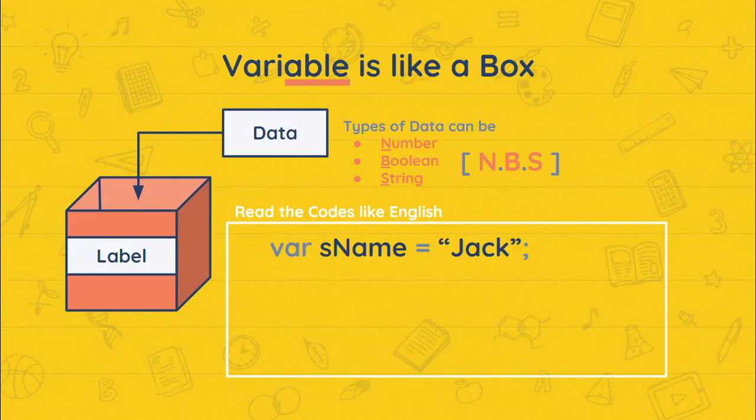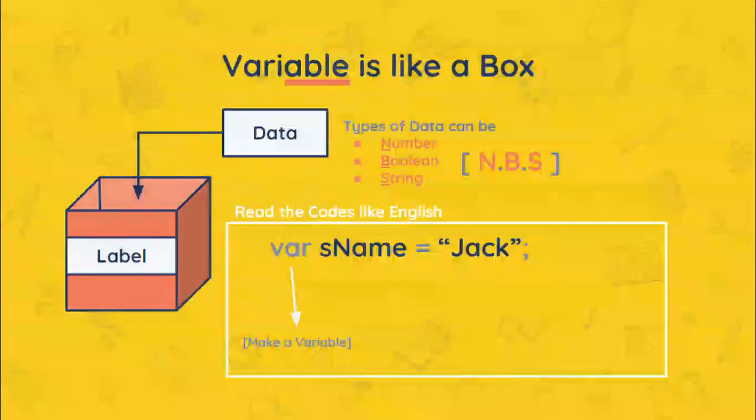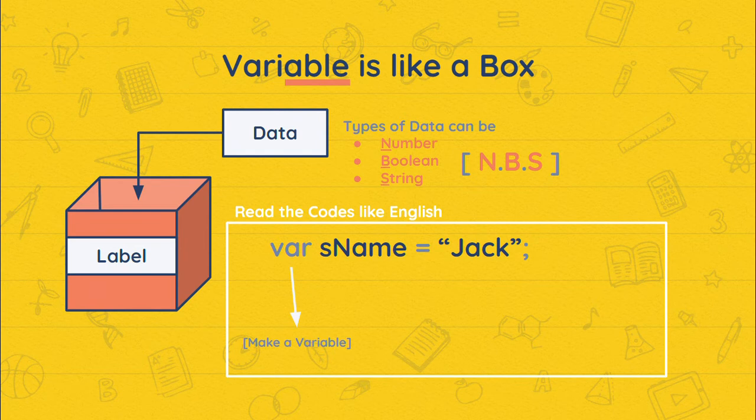So when you write a declaration of variable in JavaScript, you will have to understand what it means. So if you read it like English language, you will have to read word by word, including all the symbols. So the first, var, is a declaration to the computer that you want to make a variable. The second one, the s name in this case, is that you want to label it as a name. So we are actually creating a variable to store a name.